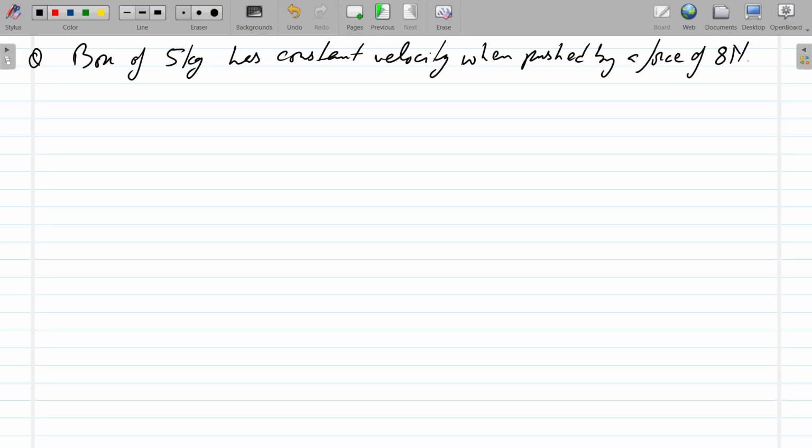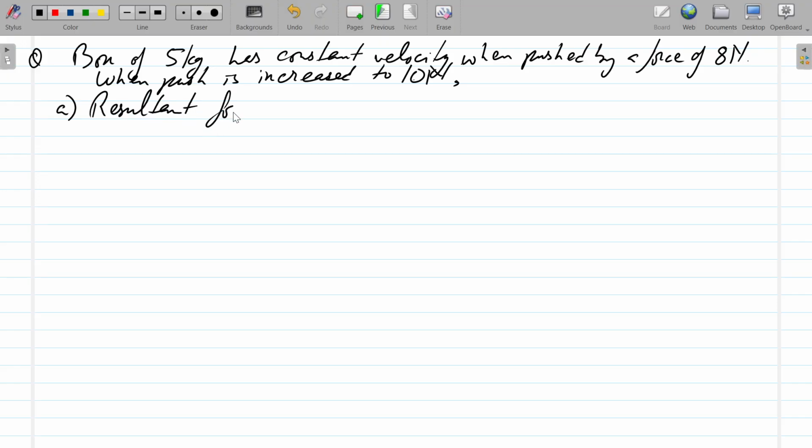Then they're asking, when the push is increased to 10 newtons, you want to calculate the resultant force, and then you want to calculate the acceleration. Now, do you guys have any idea on how to solve this?